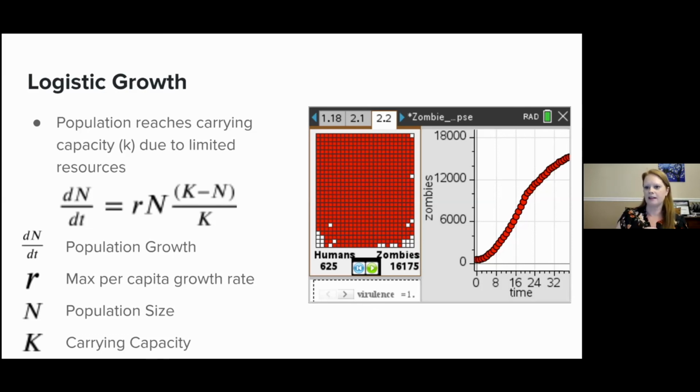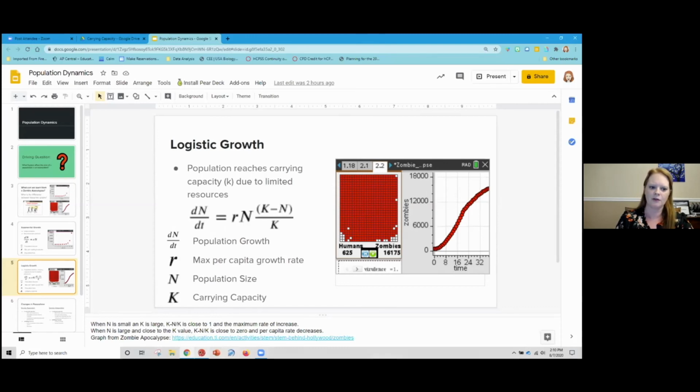But as that population number N gets higher and our carrying capacity, or K, gets closer, or that N gets closer to that K, it's going to be closer to 0. And that's where you're going to be leveling out in this top bar here. And so we're going to play around with some of these graphs so that we can hopefully make sense of it.